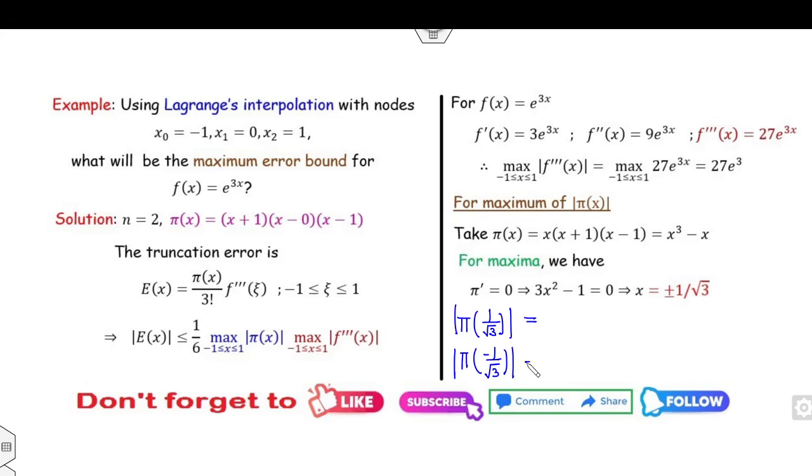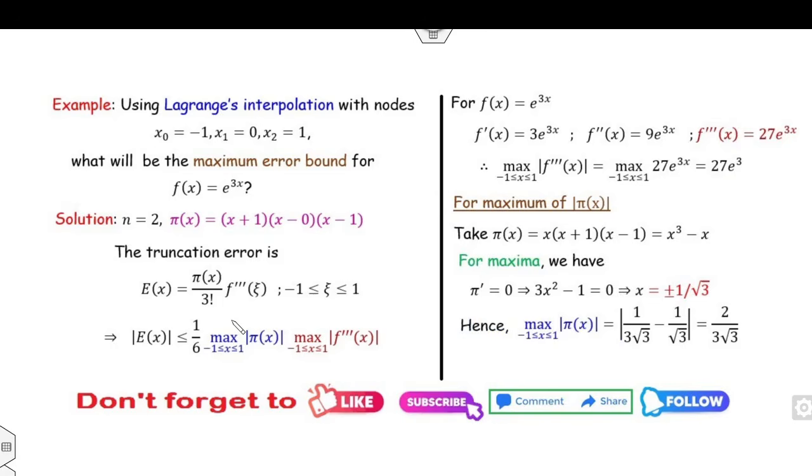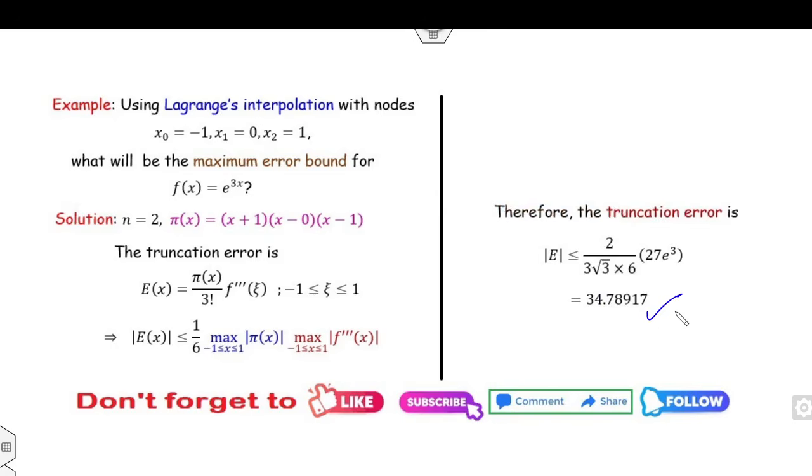Fine, whichever is the maximum, I can substitute the answer at this point. So pi x cube means 1 over 3 root 3 minus 1 over root 3. If you take the LCM, it becomes 2 divided by 3 root 3. If you substitute the other value, it's a minus 1 over 3 root 3 minus minus plus. Fine. So again, it's a modulus value, so the answer is same. That means the answer of this case is 2 divided by 3 root 3. The answer of this is my 27 e cube into 1 by 6 is the right answer of this problem.